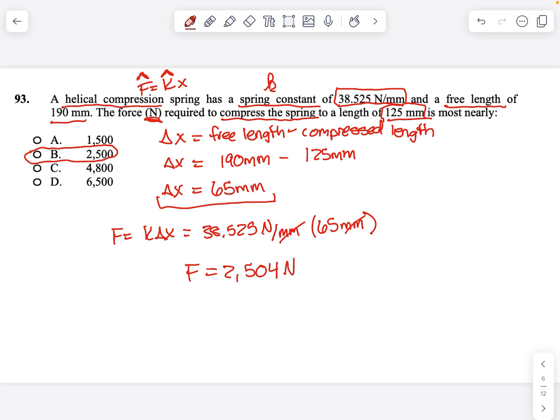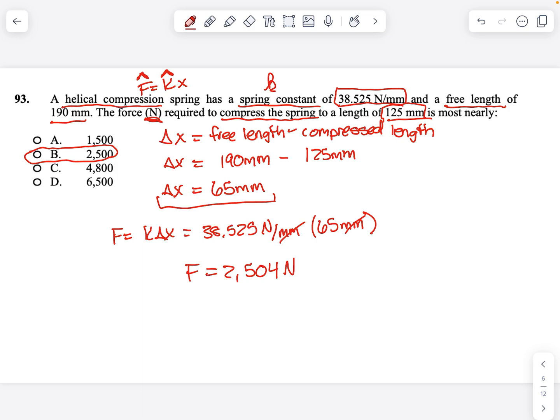I mean, as you can see, the other four options in this question are nowhere near 2,500. The closest one's 1,000 off. So if you get 2560, 2570, you can basically assume that it's going to be B still to this point.